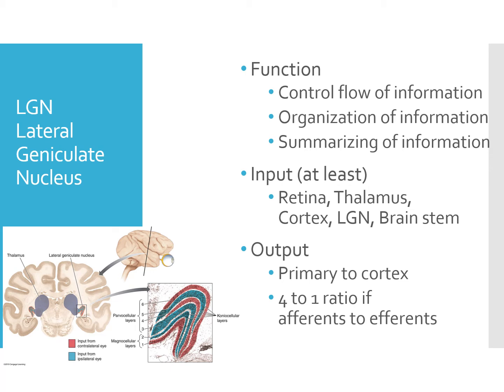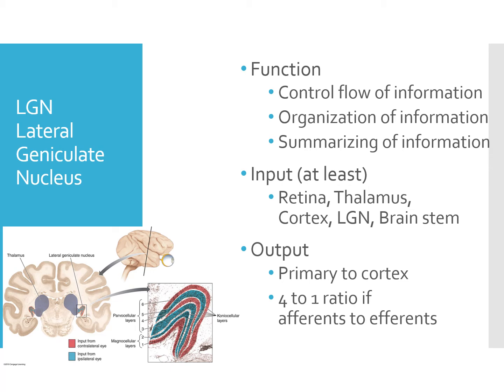We're getting much more input than we are sending output. The output is going primarily to V1, or the primary visual cortex. We're getting input from many places, including, definitely, the retina, because that's where the vision is coming in from the eye, but also from other nuclei in the thalamus, from within the lateral geniculate nucleus itself, so communicating within itself, and from the cortex.